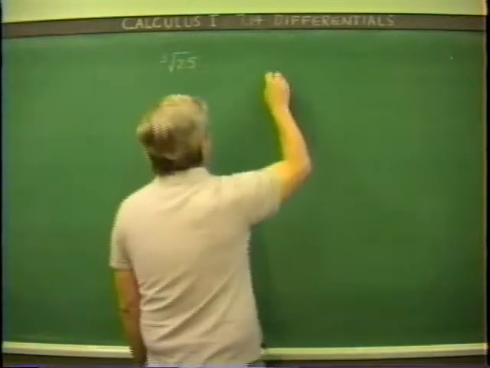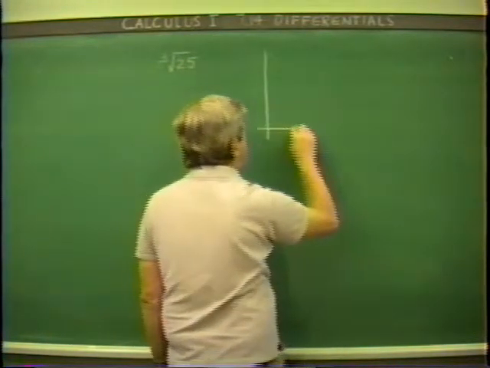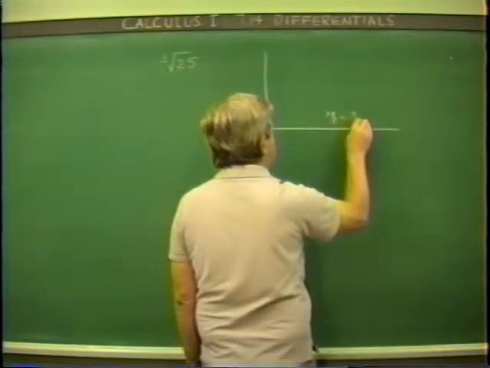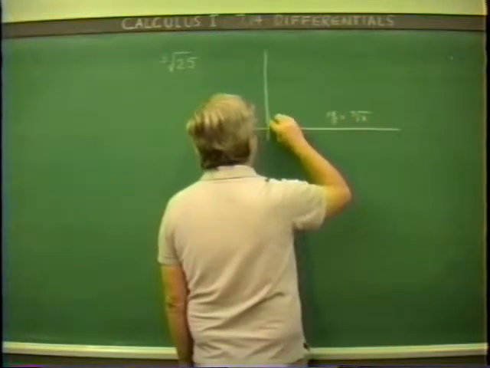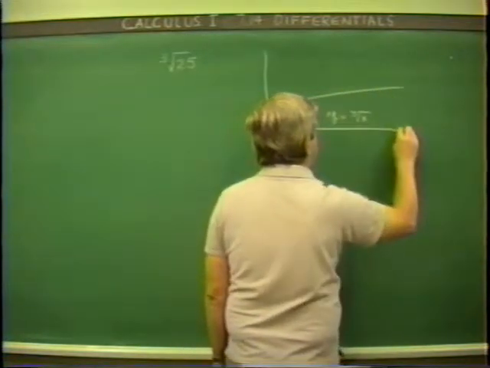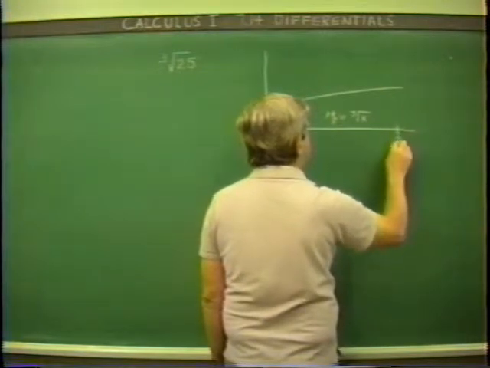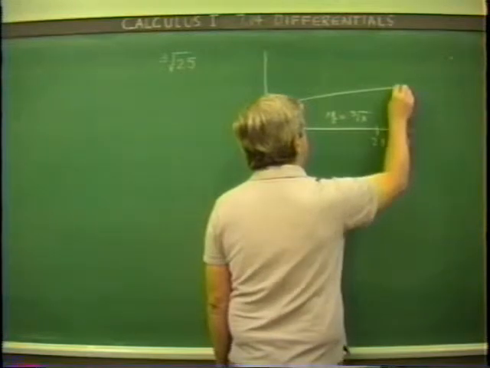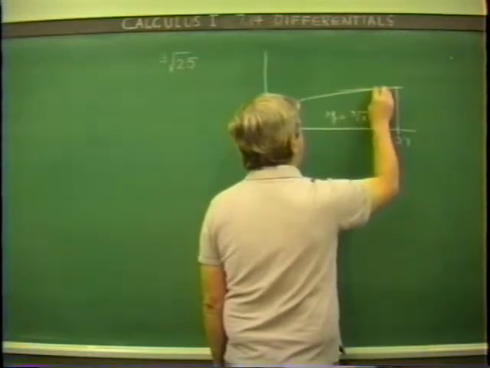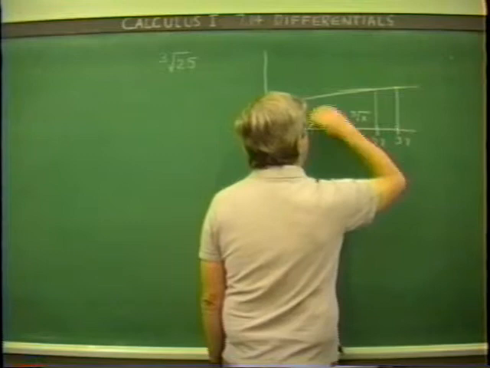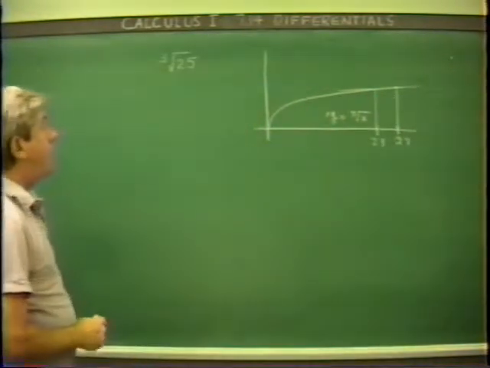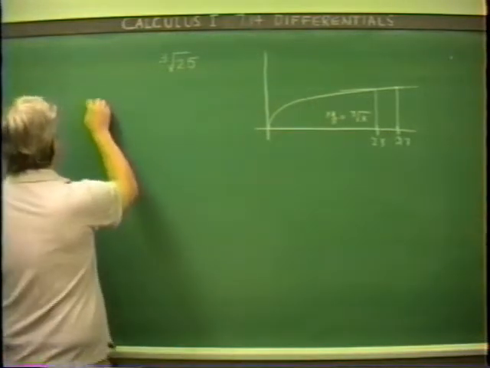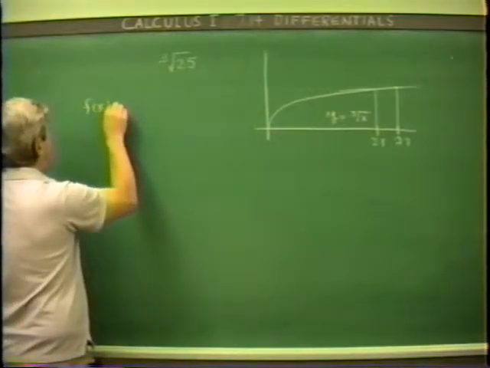Let's suppose, for example, that we wanted to approximate the cube root of 25. One way to do this is as follows. Let y be equal to the cube root of x. We can find the cube root of x very easily for x equals 27, but we're interested in 25. So what we're going to do is look at the value on the tangent line rather than the value of the function. And since the cube root of x is fairly flat, this is going to be a pretty good approximation to the cube root of 25.